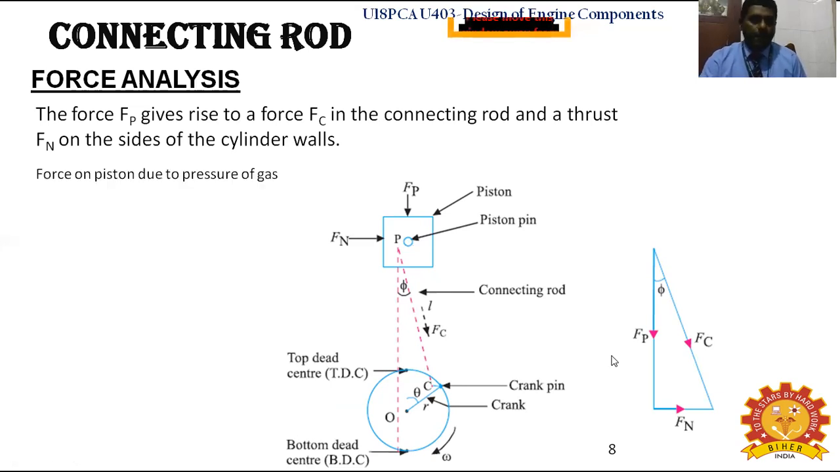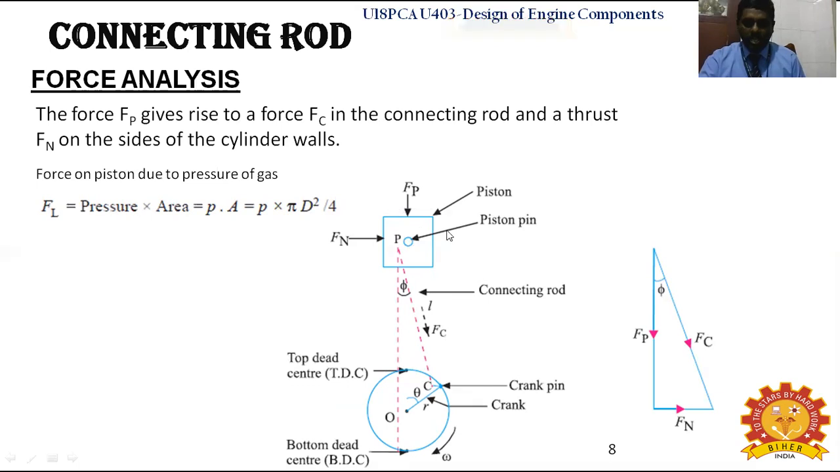So the force on the piston is due to the pressure of gas, due to the combustion, because at the power stroke you will be having a combustion. At that time you will be having the force on the piston. That is the pressure times the area. The pressure is acting on the piston area. The piston area is a circular cross section, so it is pi d square by 4, where D is the diameter of the piston.